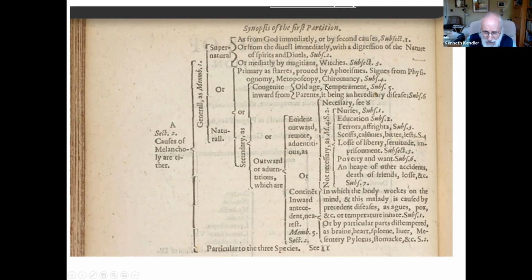He describes the stars and chiromancy, but here particularly he notes that old age is a risk factor for melancholia, temperament, and here we note parents, it being an hereditary disease. So we have an observation from decades and actually more than centuries before modern medicine developed and psychiatry developed, with the understanding, as people had observed, that one form of psychiatric illness, melancholia, clearly passed from parents to their children.